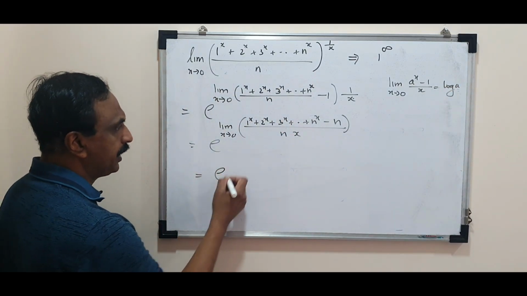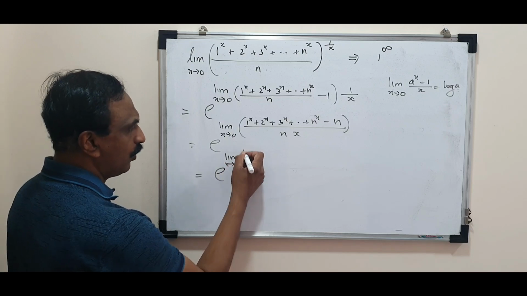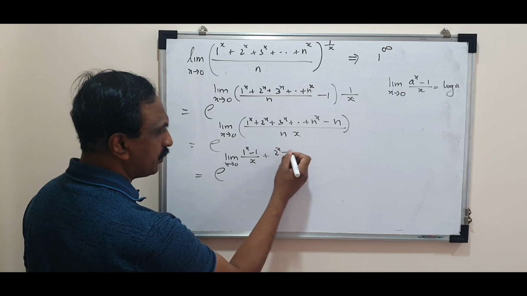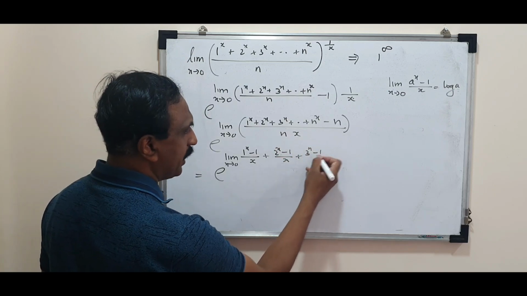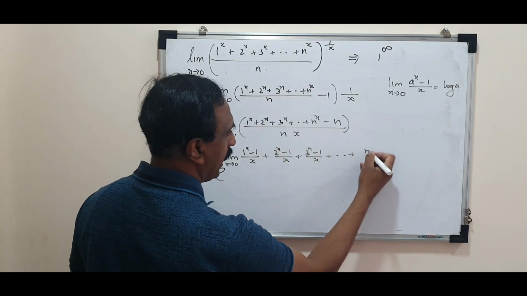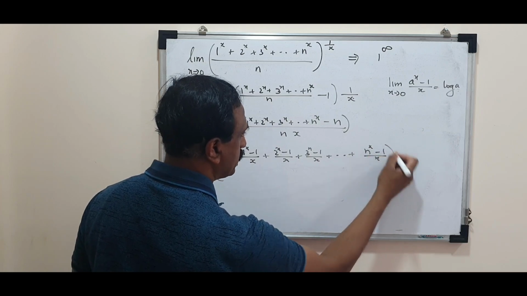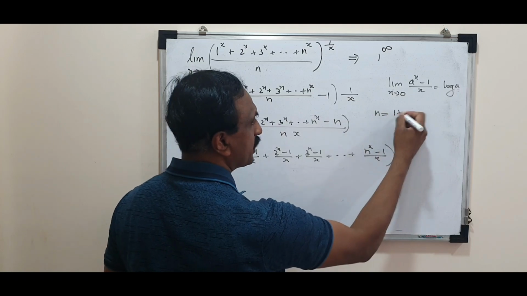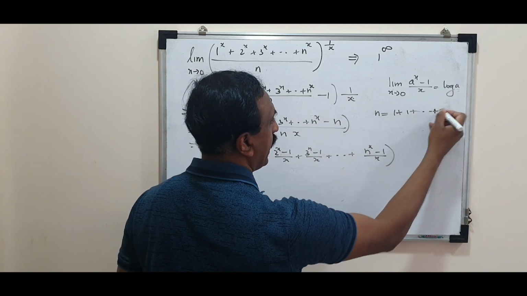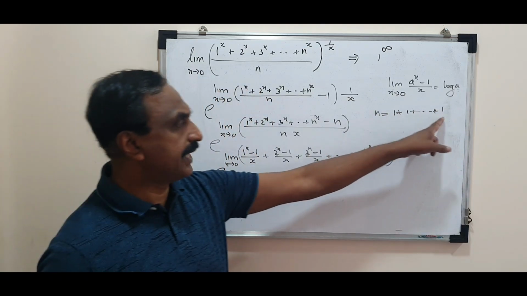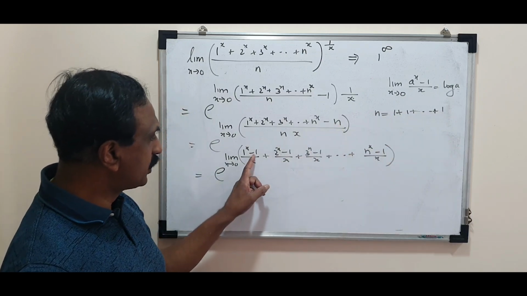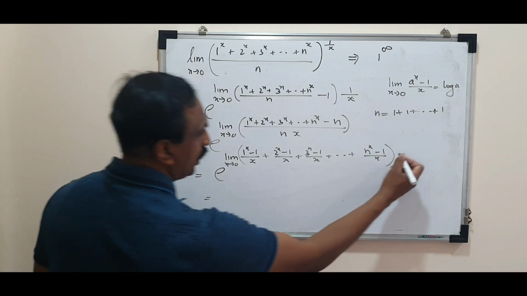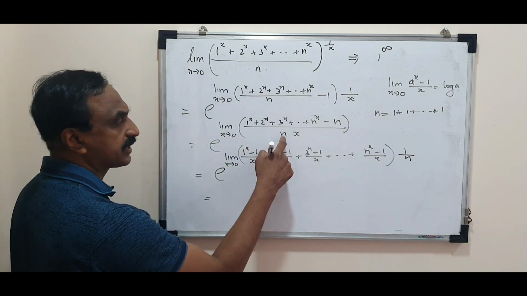So this became e raised to limit x tending to 0, (1 raised to x minus 1 upon x, 2 raised to x minus 1 upon x, 3 raised to x minus 1 upon x, and goes on n raised to x minus 1 upon x). That is, this n is nothing but 1 plus 1 plus 1, n times. Each of these 1s is distributed with each of these x terms. So in your answer now, there will be a 1 by n over here, this extra 1 by n.